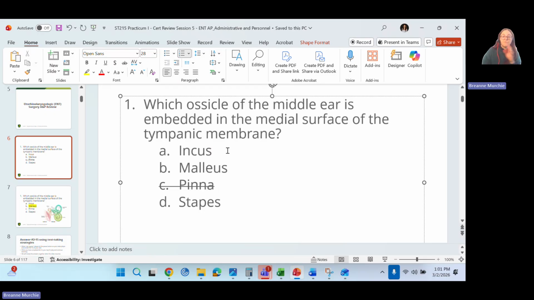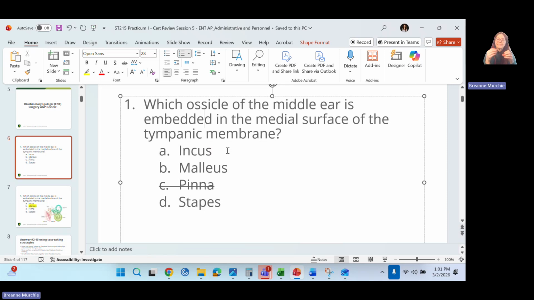If anyone's wondering, the pinna is another word for the actual physical external ear, the part that you can physically touch. This entire piece of the ear, the outer surface of the ear, that's called the pinna. Sometimes also referred to as the auricle, A-U-R-I-C-L-E. Okay, so we have malleus, incus, stapes.